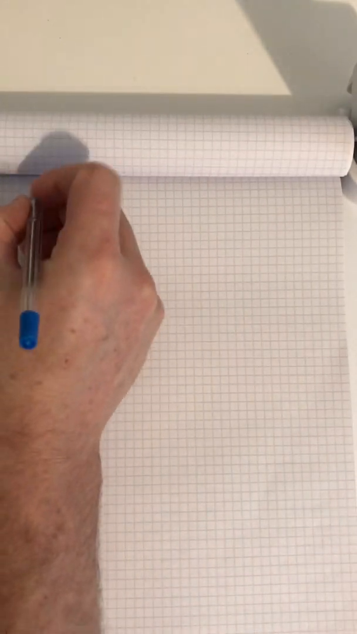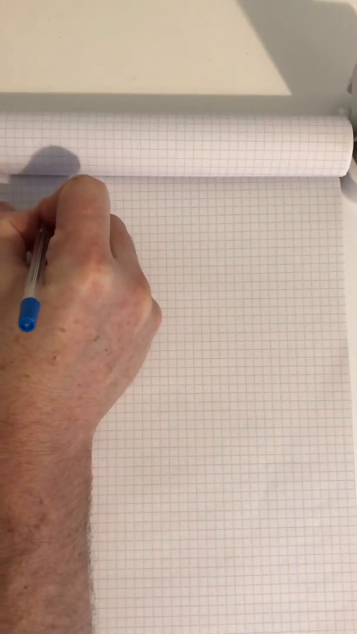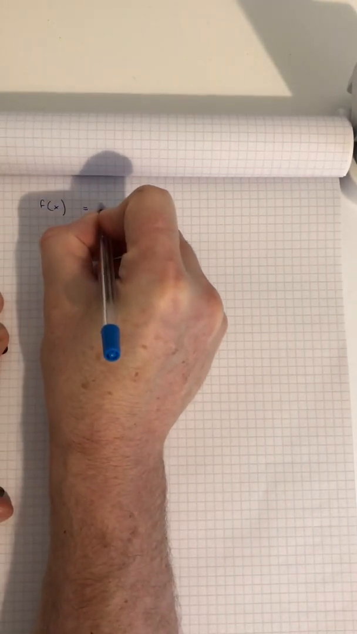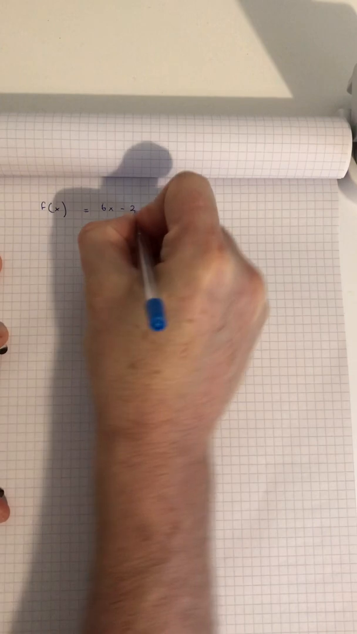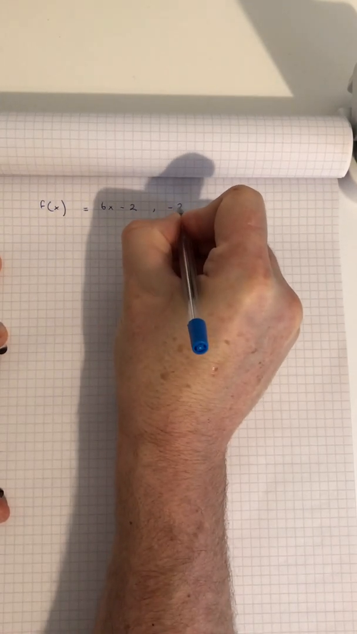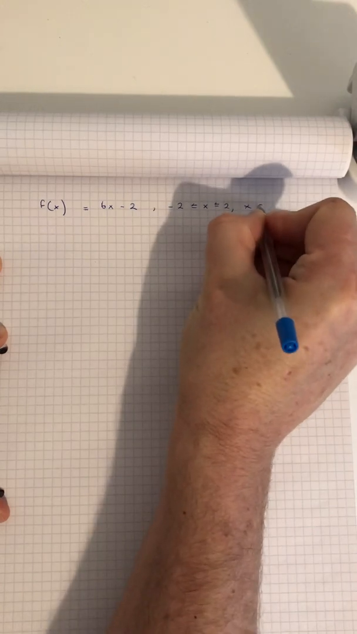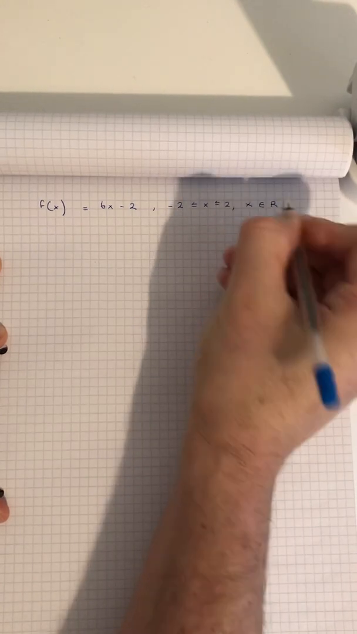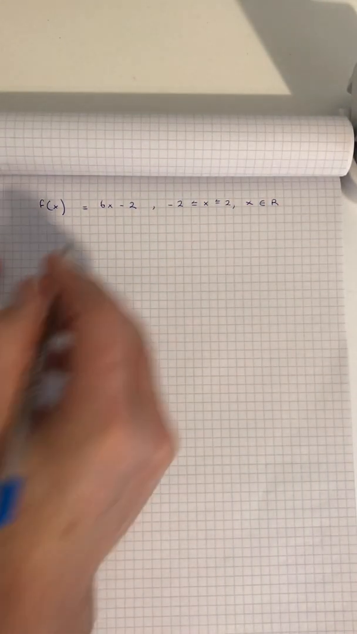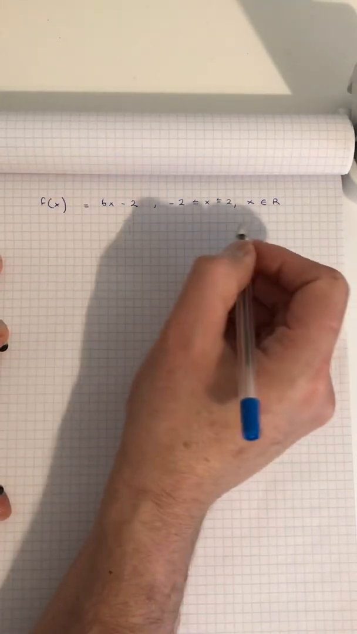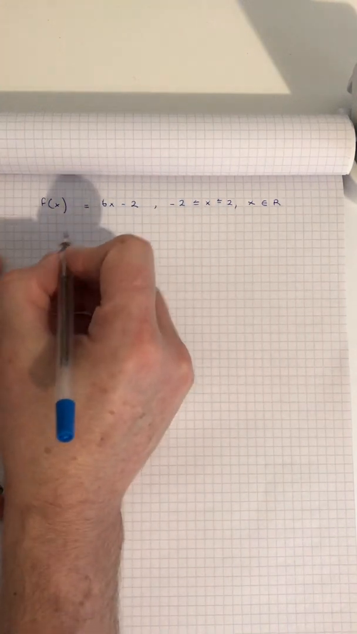So here's some solutions to some of the work yesterday for you. The first one in question 1 was f of x equals 6x minus 2 from minus 2 to 2 and the real numbers in between. So the question was draw a graph, but in order to draw a graph we need to find the points.